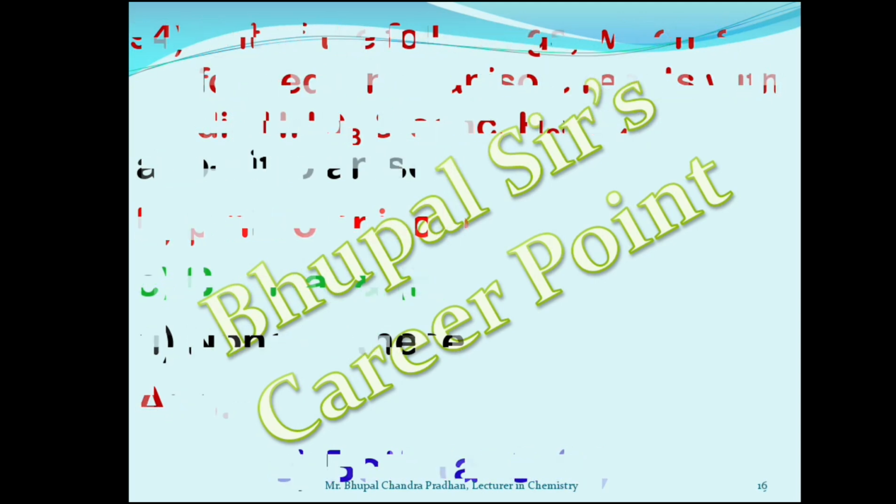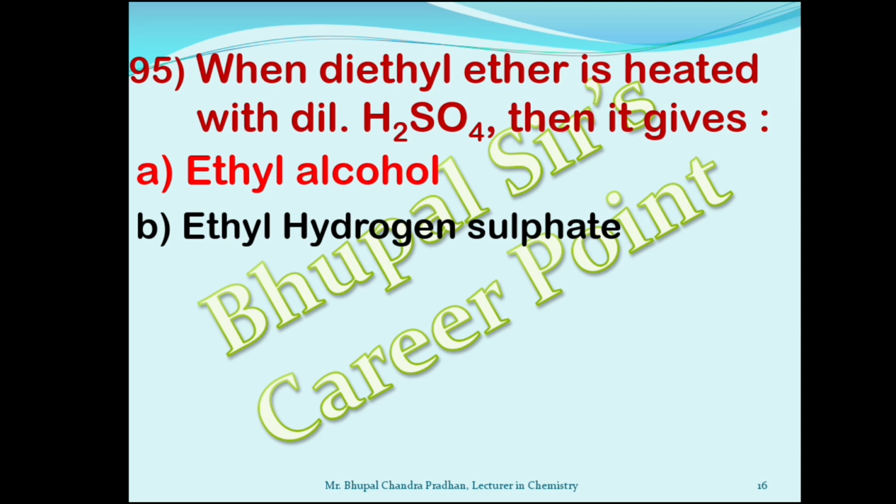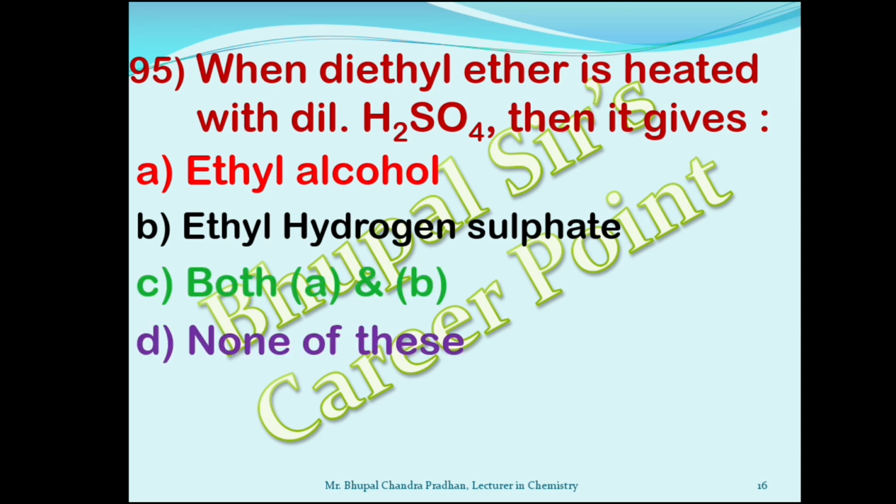Now let us come for the next question of this session, that is question number 95. When diethyl ether is heated with dilute H2SO4, then it gives this. Option A, ethyl alcohol. Option B, ethyl hydrogen sulfate. Option C, both A and B. Option D, none of it. The students try to give the correct answer. Diethyl ether is heated with dilute H2SO4. Then what happens?